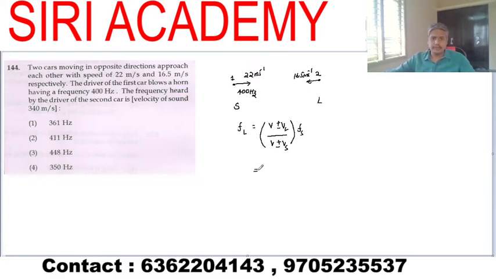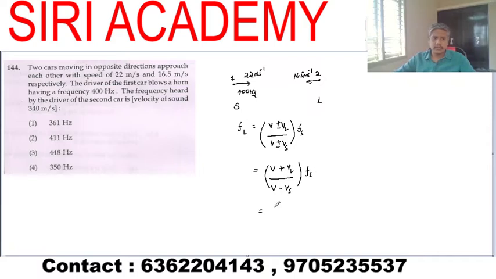So now here, whether to apply plus or minus: as the source is approaching the listener, definitely the frequency of sound heard by the listener increases. So if it is plus, then FL increases. So V plus VL, and the source is approaching the listener, again the frequency is increasing. So definitely FL should increase, means the denominator should decrease. Accordingly, V minus Vs into Fs.